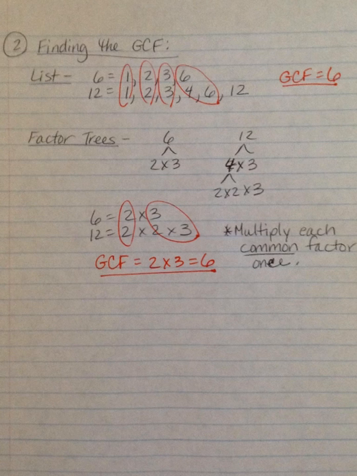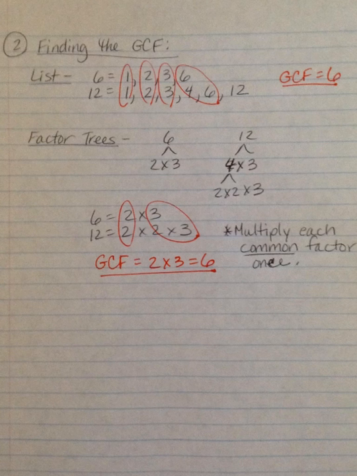Okay, in box 2, we're going to talk about finding the greatest common factor again. And we're going to really briefly review the list method. So one way is to look at the list method to list the factors of 6 and 12. In this case, the factors of 6 are 1, 2, 3, and 6. The factors of 12 are 1 and 12, 2 and 6, 3 and 4. So 1, 2, 3, 4, 6, and 12.